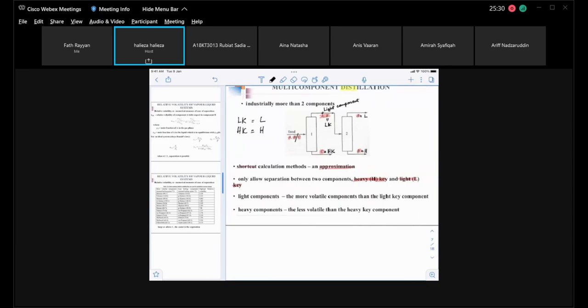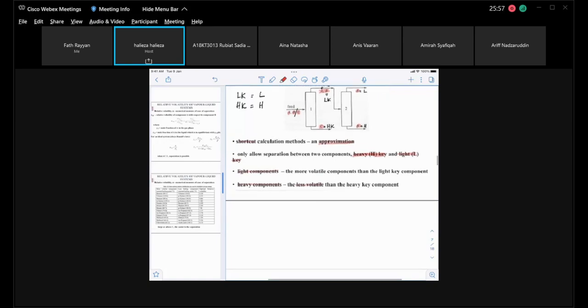Okay, so let's go through this. You have the light component, which is more volatile than the light key. The heavy component, if you have another component, for example A, B, C, D, then component D will be the heavy component. That is, it is less volatile compared to the heavy key. Right? So that's how you define the components. We will look at it more in the example.